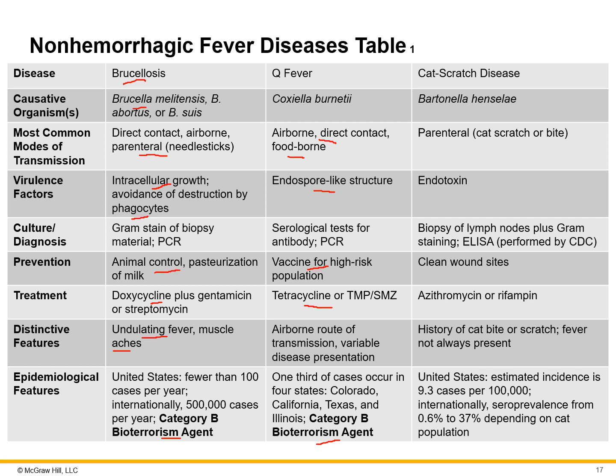As far as distinctive features, it can be airborne, and it has a variable disease presentation, which does make it hard to diagnose. And then our cat scratch fever, the Bartonella. This is caused by those cat scratches or bites, so it's parenteral. It does produce an endotoxin, so cleaning wounds is really important after bites, and then treating with antibiotics. Again, look for those cat bites, but there is not always a fever that comes along with those.